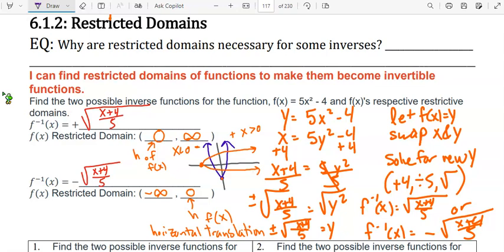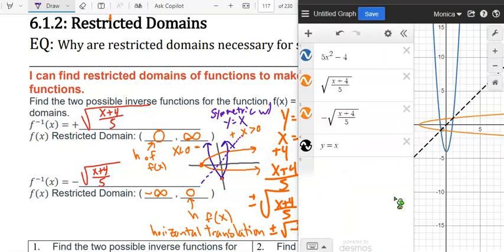If you graph both the inverse and the function on the same graph, you should have a line of symmetry at the line y equals x. If you graph this on the calculator, you can clearly see that line of symmetry right here.